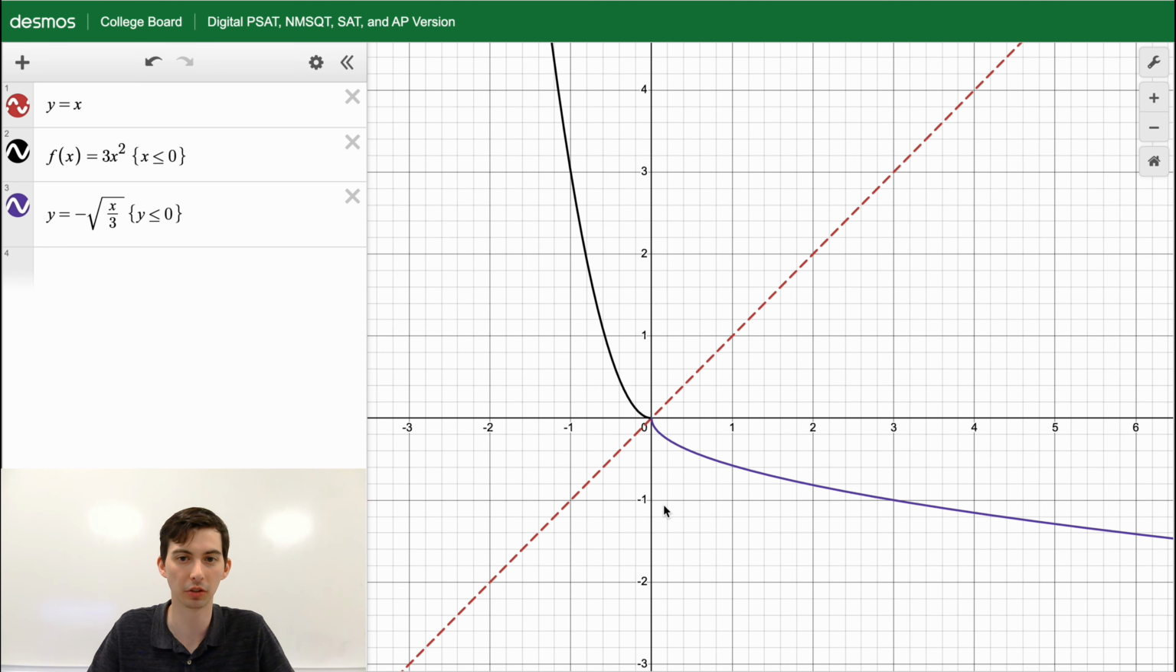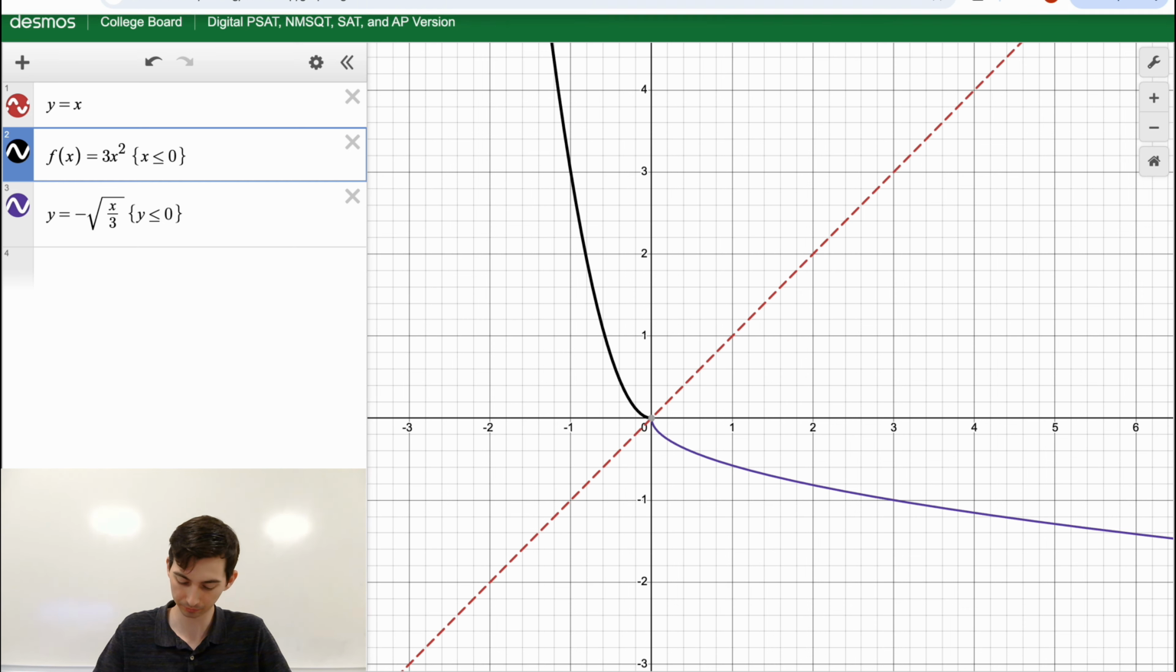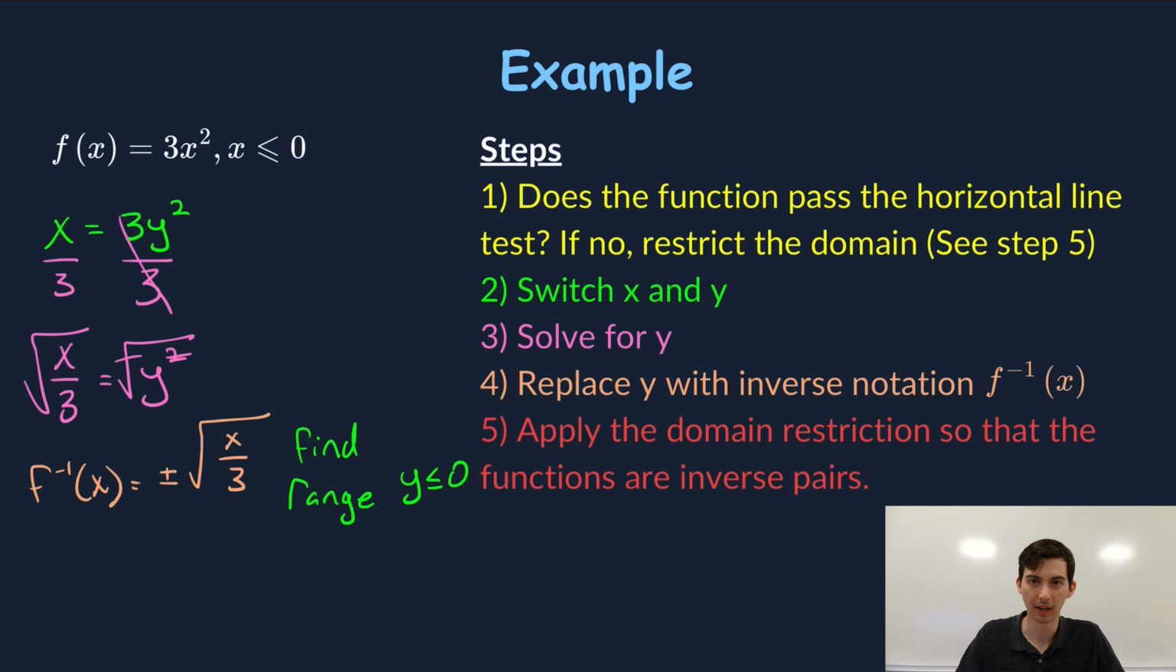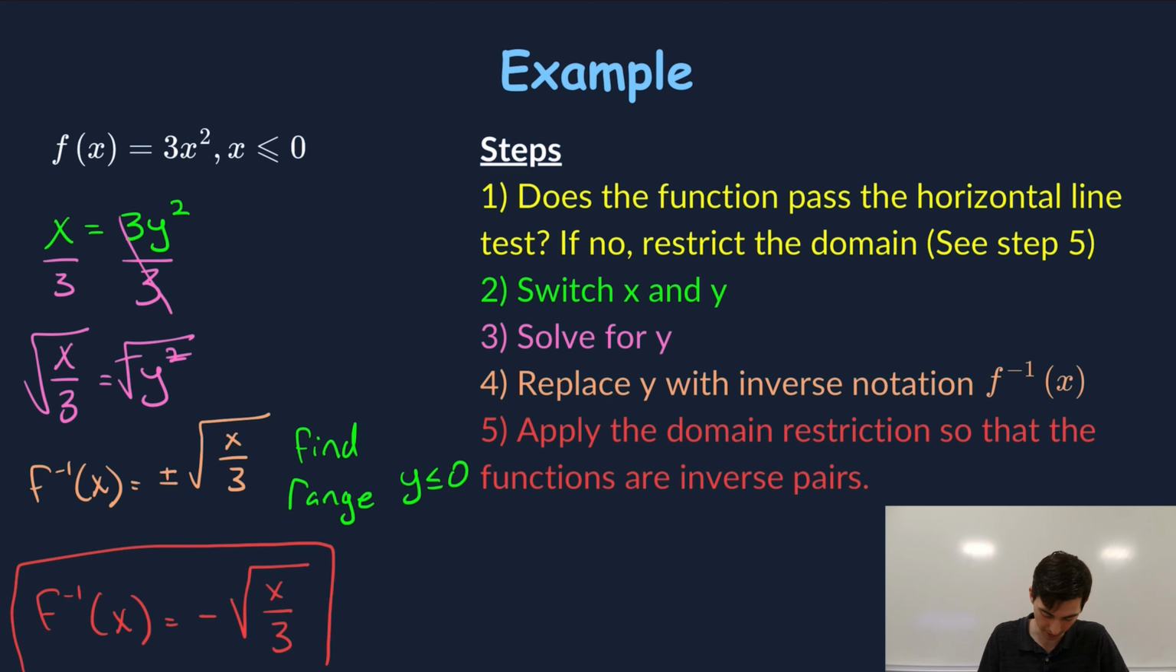And if I add my other two pieces back in, I see that these are reflected over the y equals x line. They do intersect on the y equals x line. And if I find any point, I can see that its opposite is on the other graph. So these two are inverses. So to write that down back in the notes, we can say that our final answer is the inverse of f of x is the negative square root of x divided by 3.